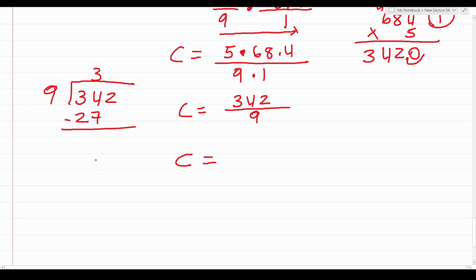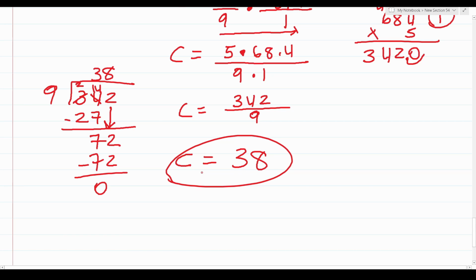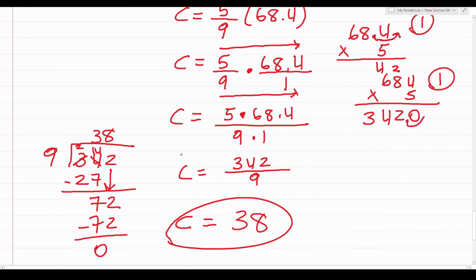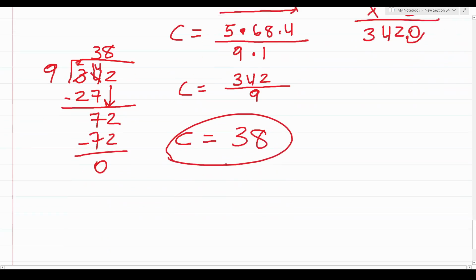4 minus 7 we can't do, so we're going to have to borrow. This is going to become 2, and this is going to become 14. 14 minus 7 is going to be 7, and 2 minus 2 is nothing. That said, we got to drop down this 2 now. 9 goes into 72 8 times. 9 times 8 is 72 with no remainder. Therefore, we can see 342 divided by 9 is 38. In other words, 100.4 degrees Fahrenheit is the same as 38 degrees Celsius.